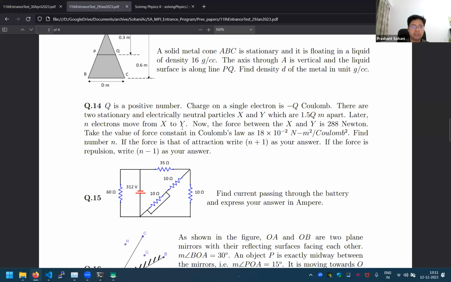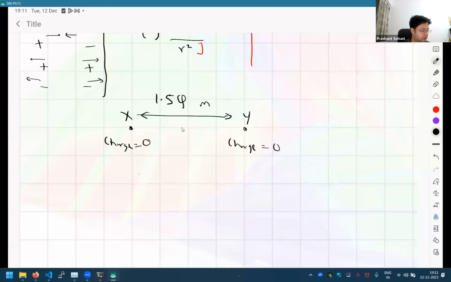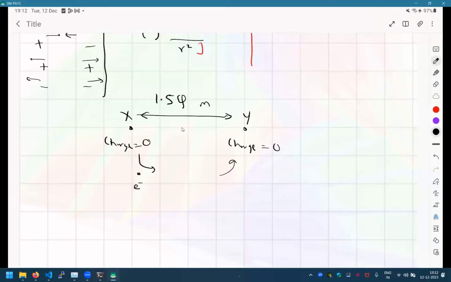When one electron moves from x to y, if I show it as a small dot with the e minus sign to show it's a negative charge, what will happen to the charge? When one electron leaves x, will x become more positively charged or negatively charged? And what about y? Positively charged, whereas y will become negatively charged.